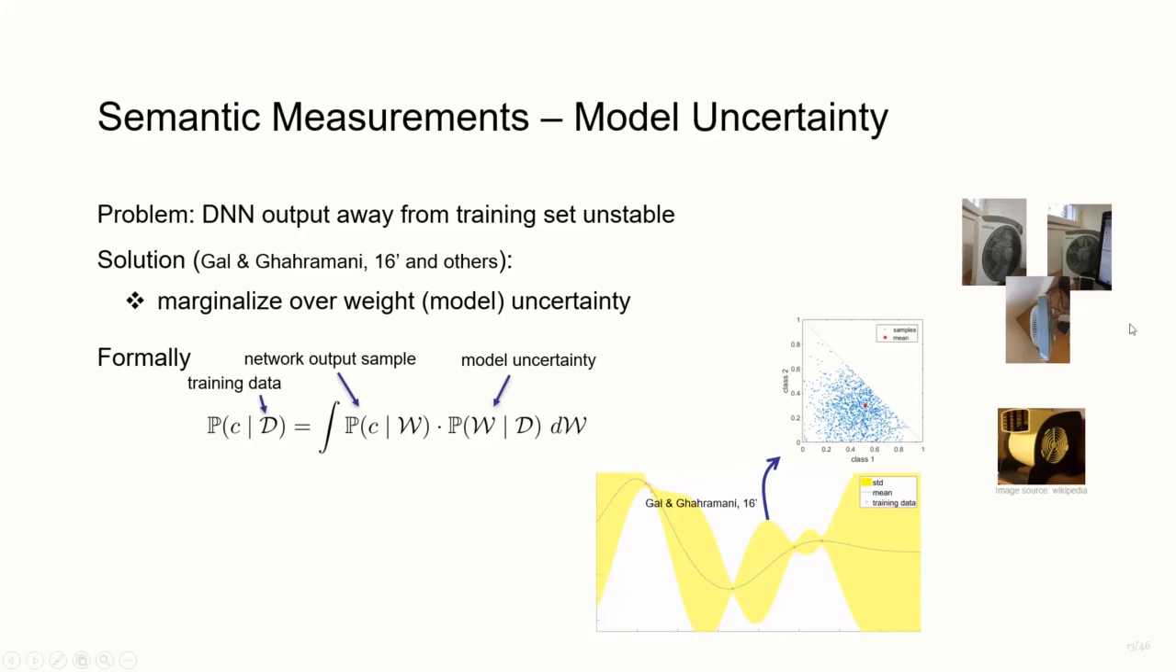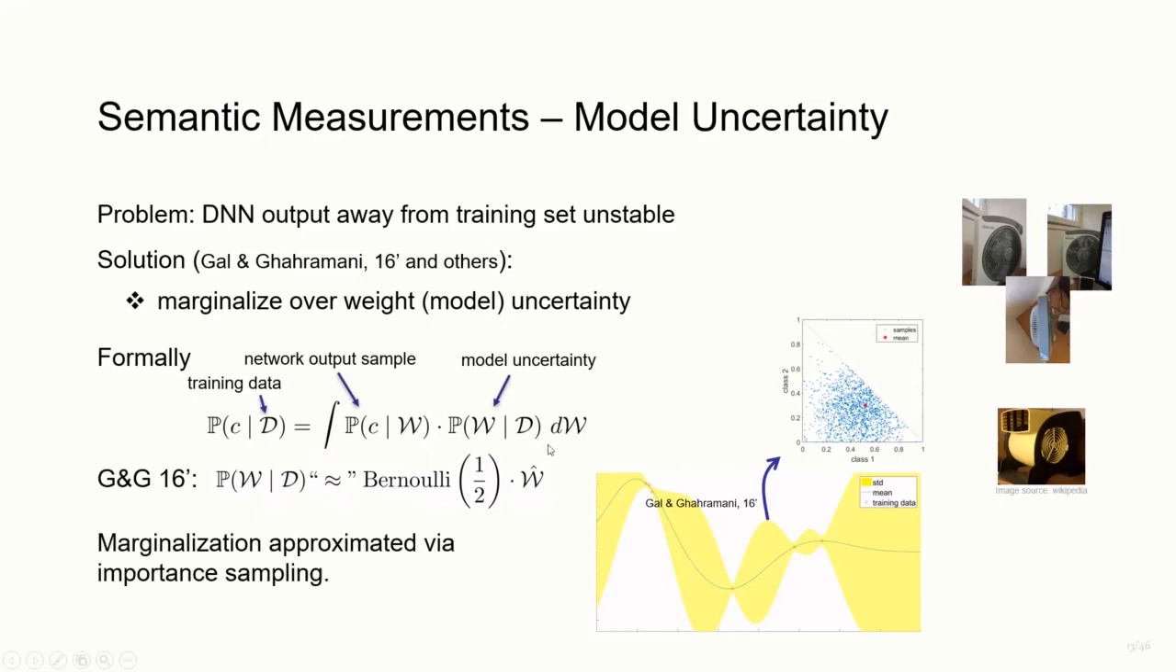Specifically, Gal's method, which is called Monte Carlo dropout, defines this posterior by dropping out weights during test time. So it's equivalent to multiplying the weights of the trained network with a set of Bernoulli variables. And this marginalization is then approximated with importance sampling, meaning that we perform multiple forward passes and keep the resulting classification cloud, which characterizes the network uncertainty.